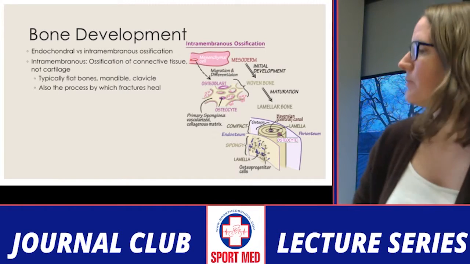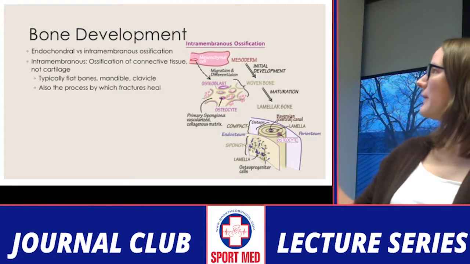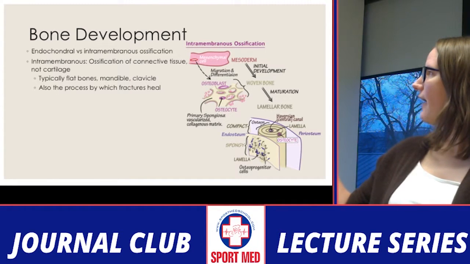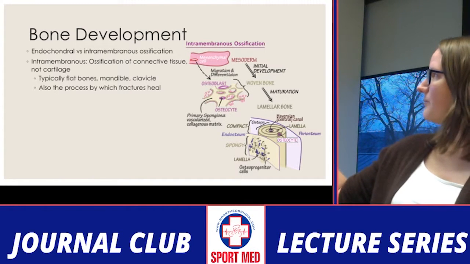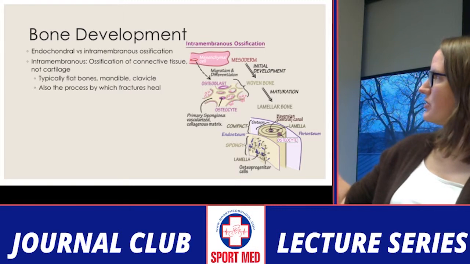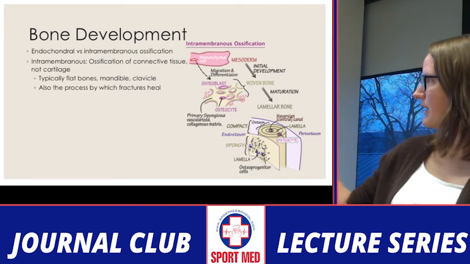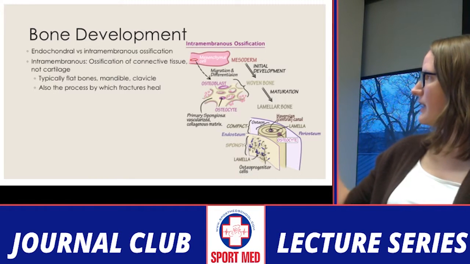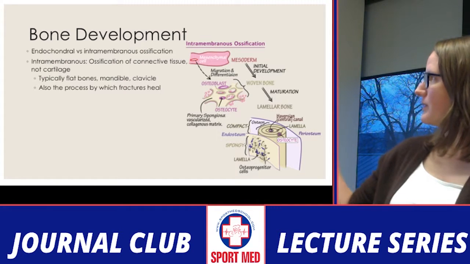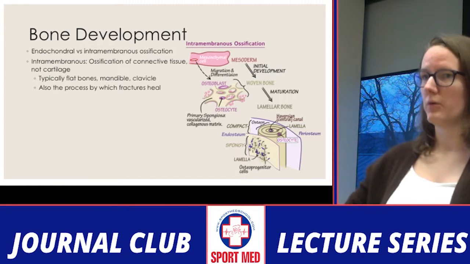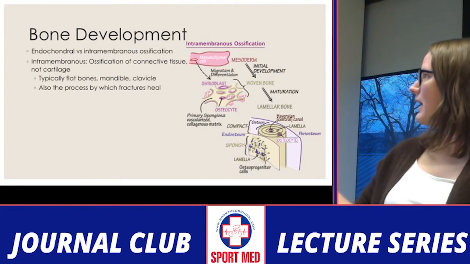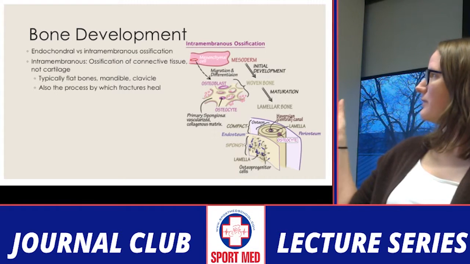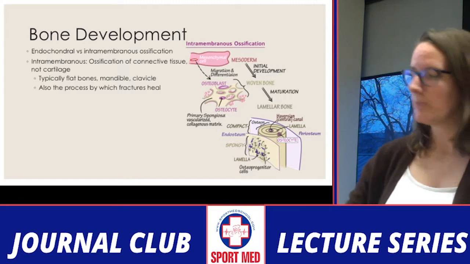And you can see the process on the screen there, where you have a mesenchymal cell that migrates and differentiates into osteoblasts and osteocytes. The osteocytes are more helping to support the bone, whereas the osteoblasts are building the bone. And then it starts with the formation of woven bone and then matures into lamellar bone there.